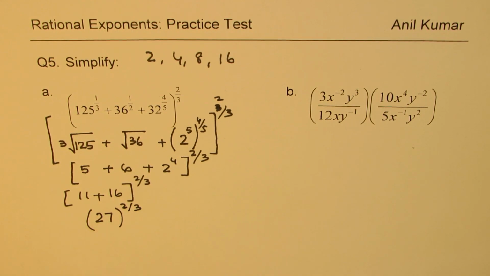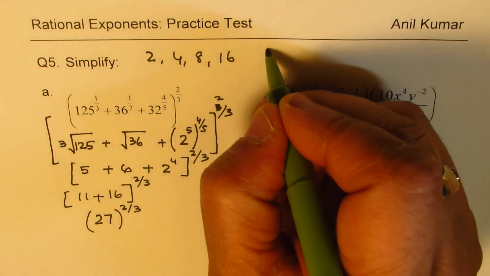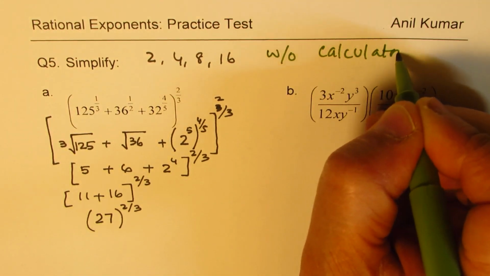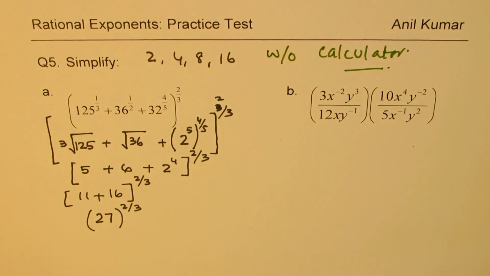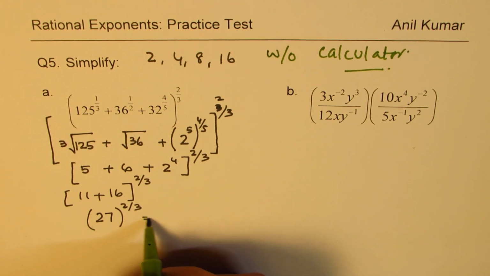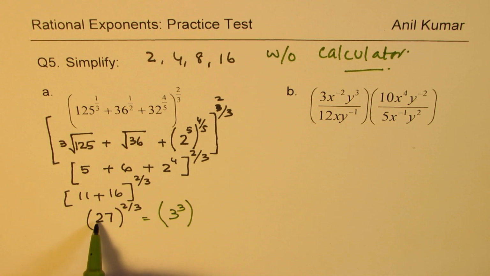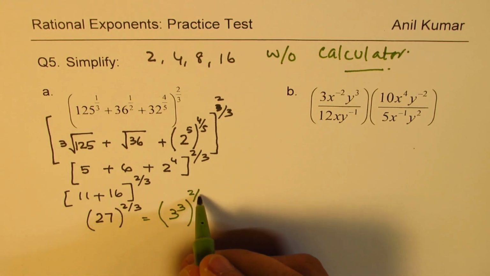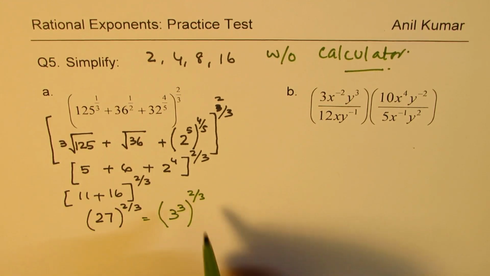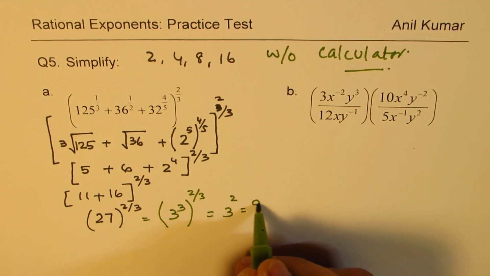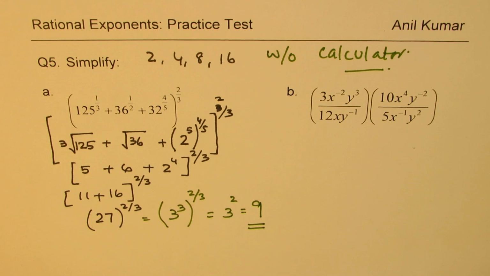Correct? Now how do we evaluate without calculator? Well, all this exercise is without calculator. That is kind of critical to understand. So we have 27, that reminds us of 3, right? So we could write this as 3 cubed. This is critical, right? 27 is 3 cubed to the power of 2 over 3. Does that make sense? Now it is easy. So when you multiply, you get 3 squared, which is 9. And so 9 is our answer.